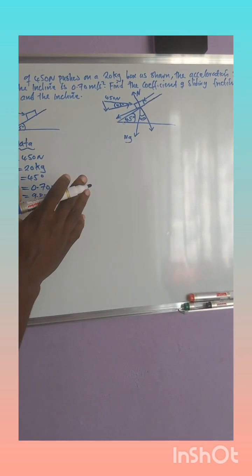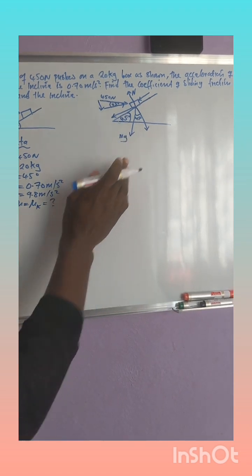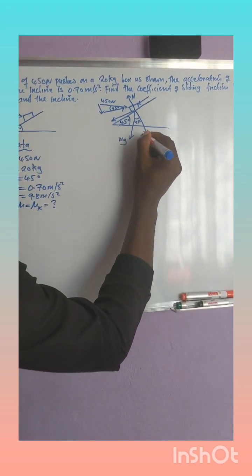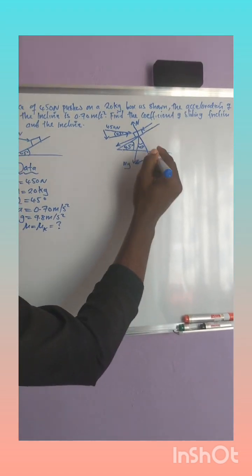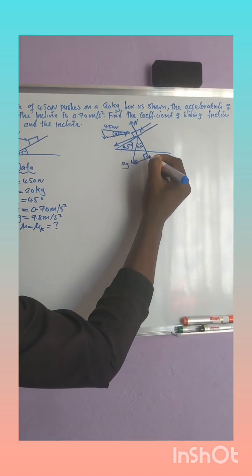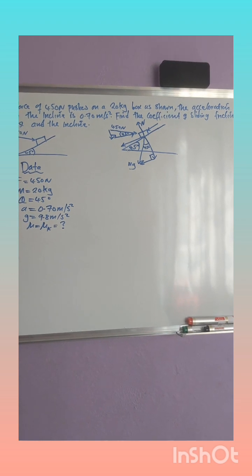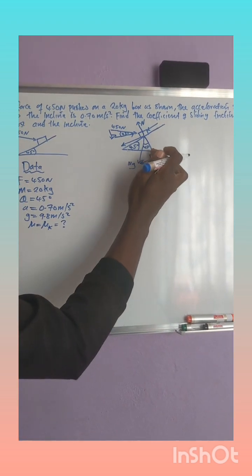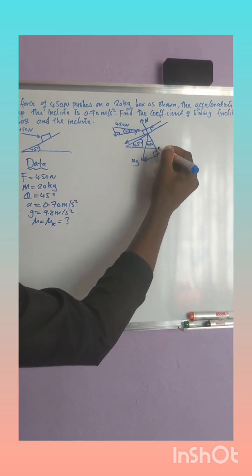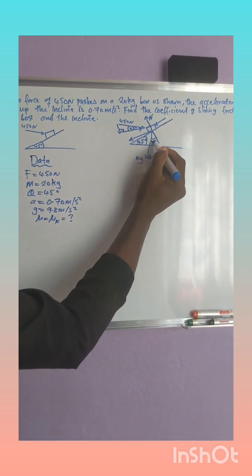How do we do so? To do this, we know that we have a right-angled triangle here. So now, this force which is here is the adjacent.